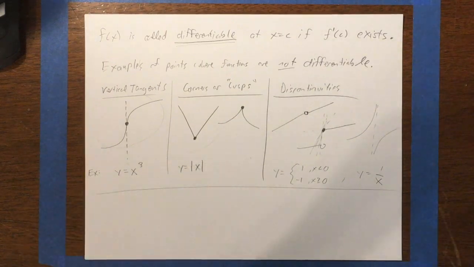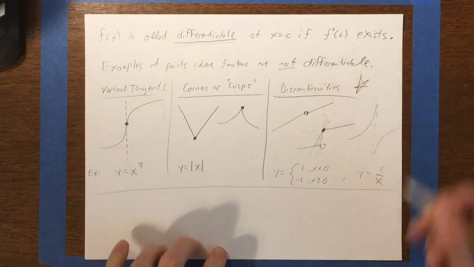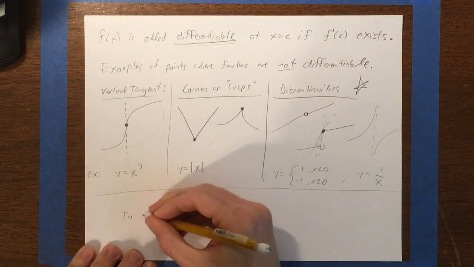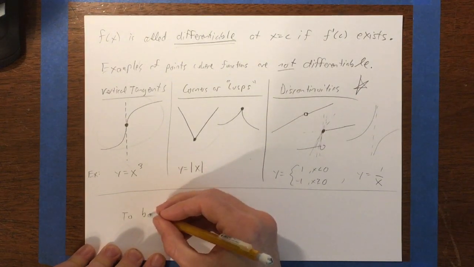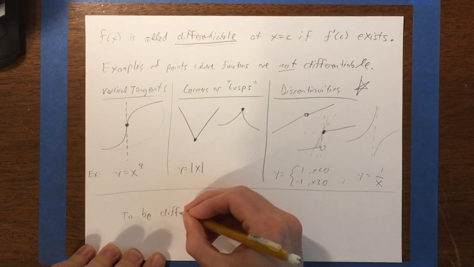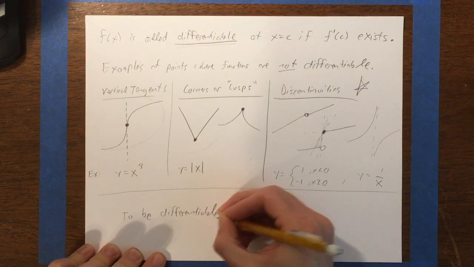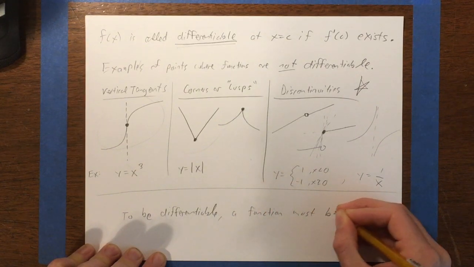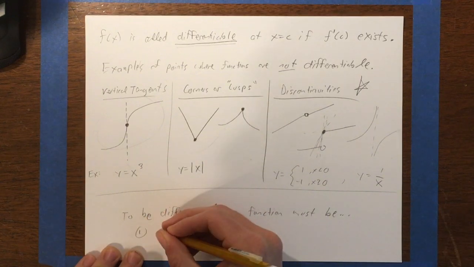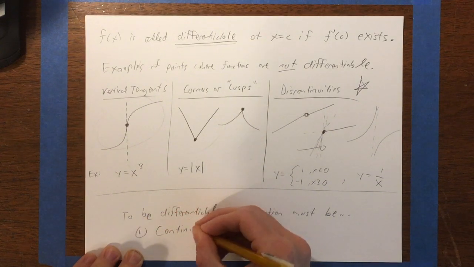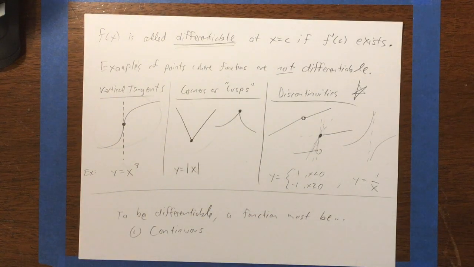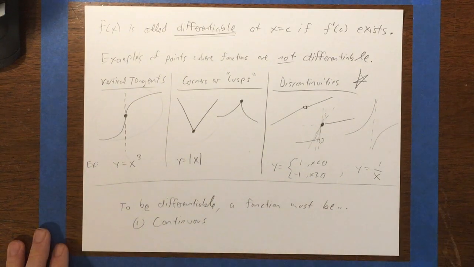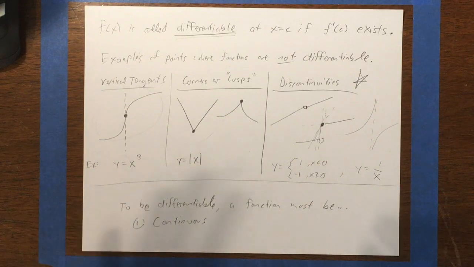So one of the things you noticed about this probably, so this third one here, is that to be differentiable, and I'm going to write this down, and you should write this in your notes, because this is important. To be differentiable, a function must first be two things. One, continuous. We learned about continuity back in chapter 2. So continuity is required for differentiability. You can't calculate a tangent slope or an instantaneous rate of change unless it's continuous.